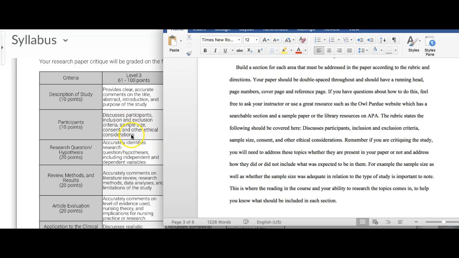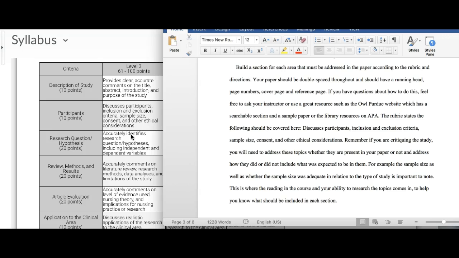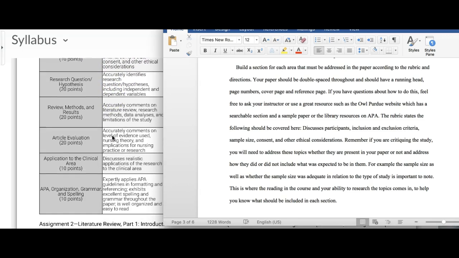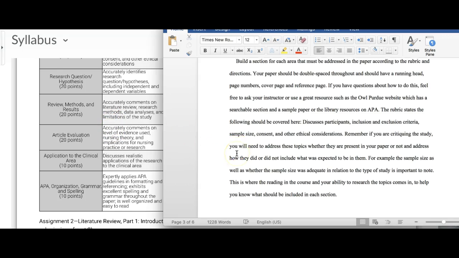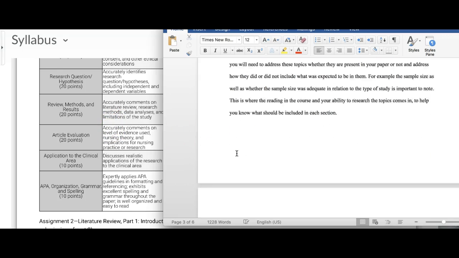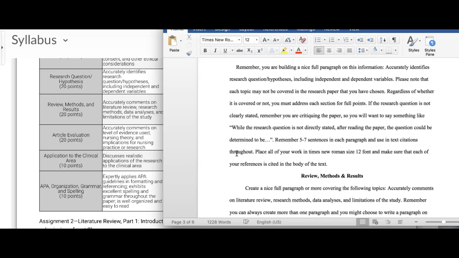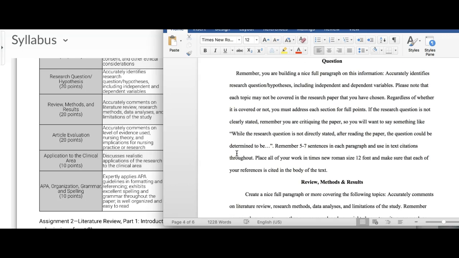And other ethical considerations and consent, those things are critiqued under the participants section. Then you have the research question and the hypothesis. So to critique that information, your authors certainly may have given specific research questions that were addressed in their study.